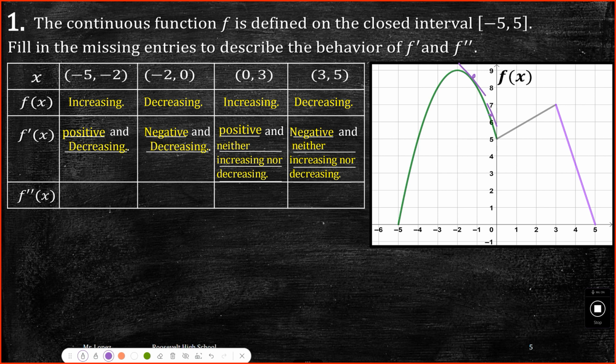F double prime of x, what is it from negative 5 to negative 2? Negative, because it's concave down, no? Concave down is less than 0. Negative 2 to 0 is also concave down. How about from 0 to 3?